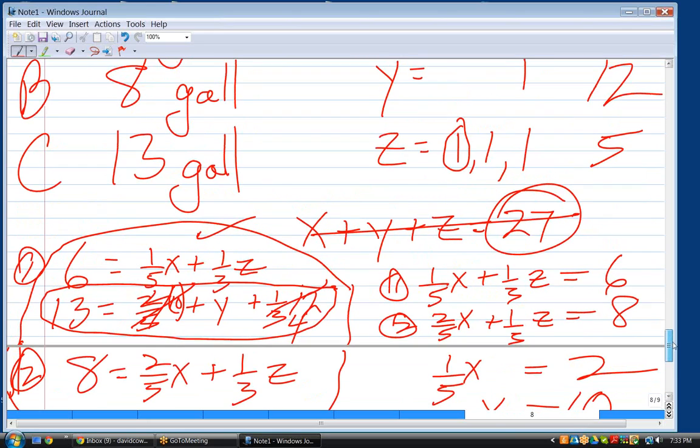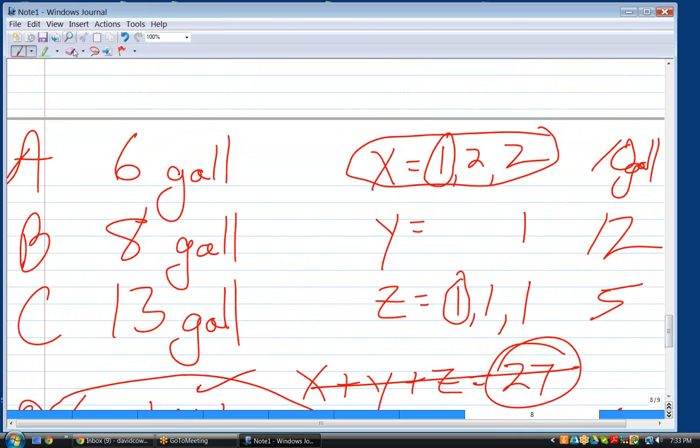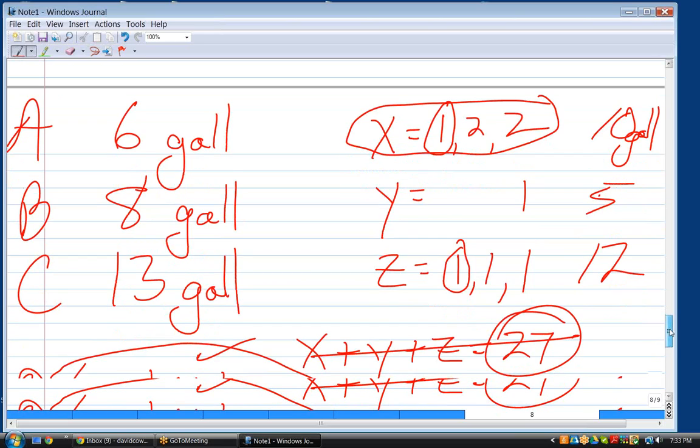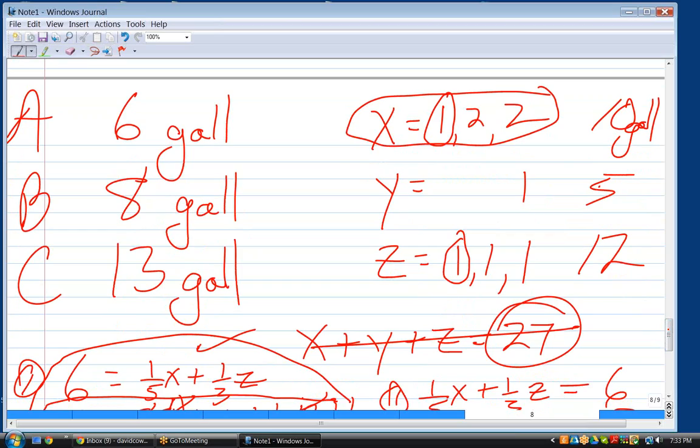Or rather, I got these backwards, didn't I? Yeah, y is 5 and z was 12. Okay, all right. That is a good problem. That is a little tricky on how to set up.